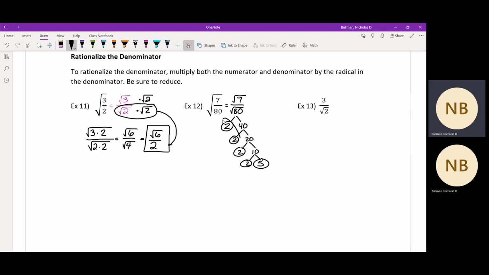When I do that, I've got a pair of 2's here and a pair of 2's here with a single 5. So square root of 7 stays the same. And this is going to become, I've got one pair of 2's, a second pair of 2's, and a single 5. So 2 times 2 on the outside gives me 4. Remember, if there's multiple pairs or multiple singles, just multiply them together. Becomes 4 square root 5. So I'm replacing the square root of 80 with 4 square root 5.